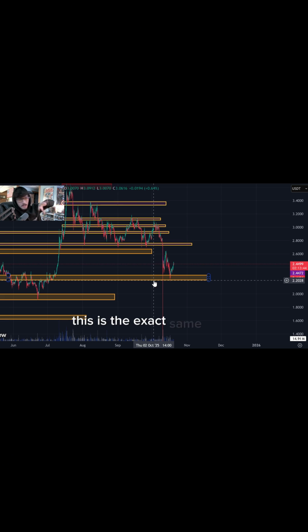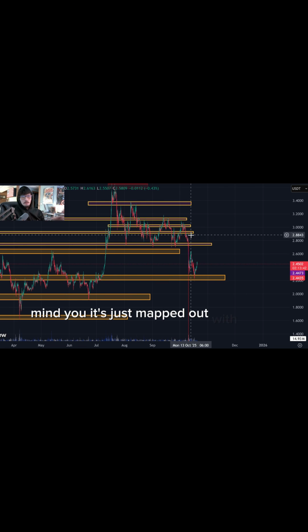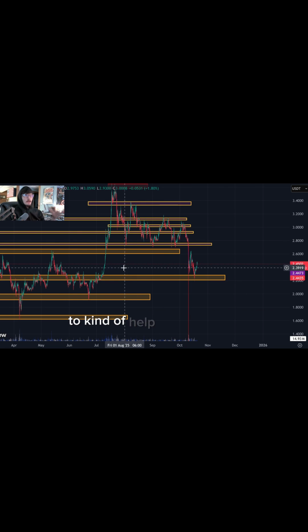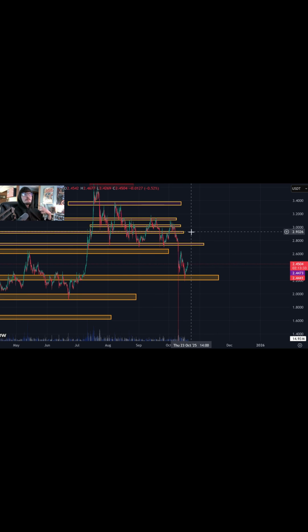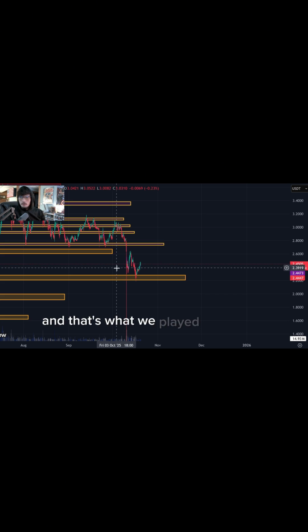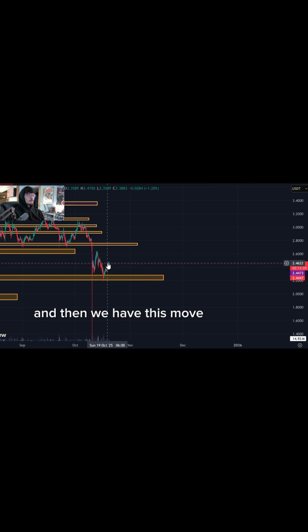This is the exact same chart, mind you. It's just mapped out with some visual cues to help me figure out where price likes to react. Combining these two factors, decreasing volume and a high reactivity zone, increases the chances that there's probably going to be some sort of reversal or a bounce. And that's what we preyed off of, right? I entered in around here, and then we have this move up where I exited.